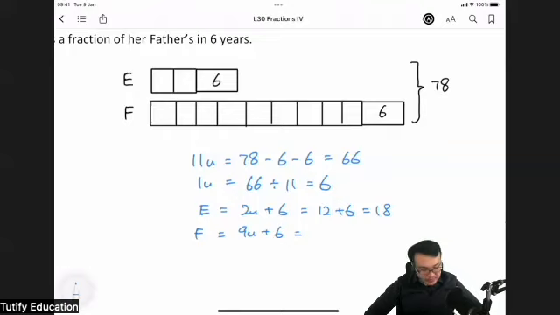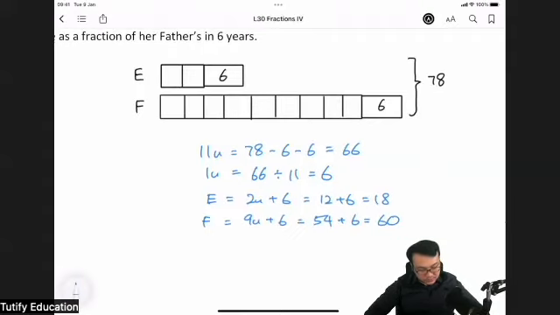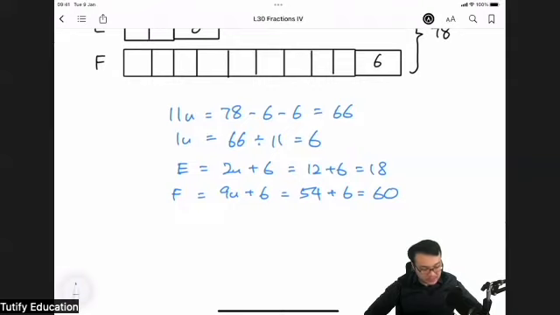Which will give us 9 times 6. What is 9 times 6? 54 plus 6. Good. So now we know the exact age of Emily and her father in 6 years. So what is the fraction? 18 over 60. Good. And can we simplify it? Uh, 1 over, no, 3 over 10.